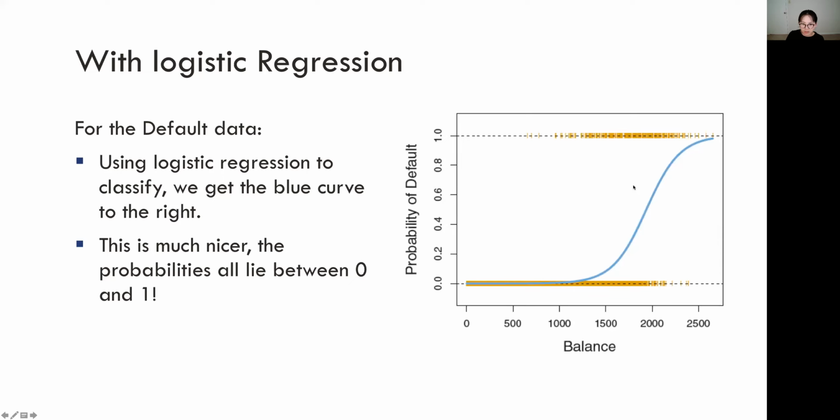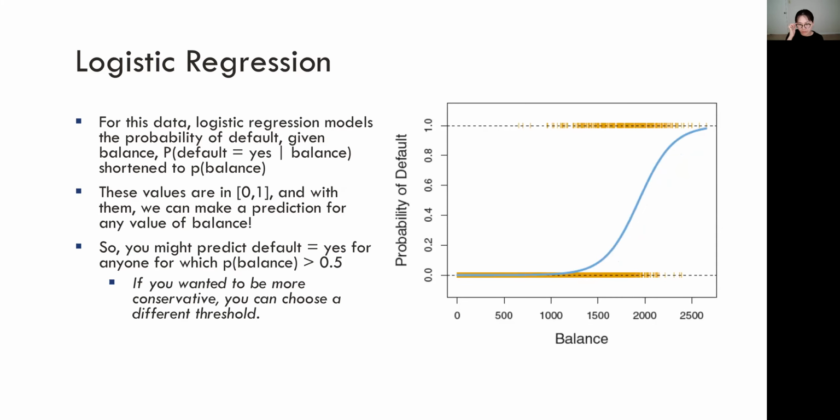This looks much nicer because all the probabilities lie between 0 and 1. And it gives us an idea of how likely it will become default from non-default, like at what range. It's getting really steep. The probability of default is increasing steeply when the balance is around this range. Yeah, you see the effect of comparing this logistic regression with linear regression.